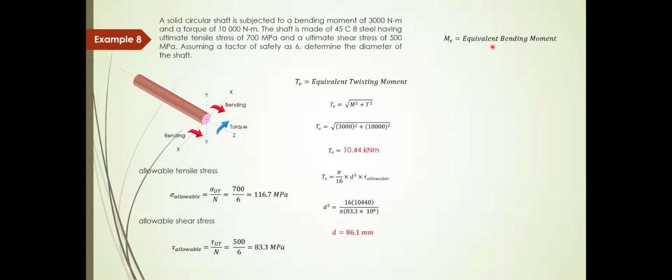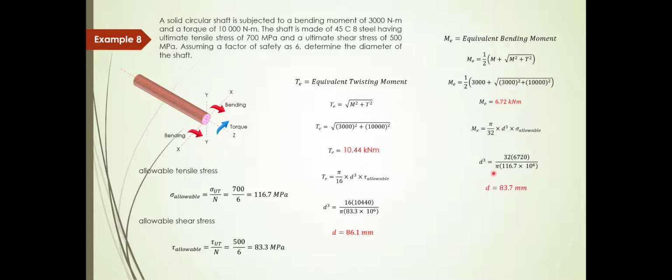Then we go on with the ME, that is the equivalent bending moment. This is the formula. Remember, the M represents the moment and the T refers to the torque. Substituting the values 3000 and 10,000, you will be able to calculate the equivalent bending moment, which is 6.72 kilonewton meter. And from this, pi over 32 times d cubed, where d is the diameter, multiplied by the allowable tensile stress or normal stress, which we found to be 116.7 after dividing by the factor of safety of 6. From this, we will be able to find the diameter of the shaft under the condition of equivalent bending moment.